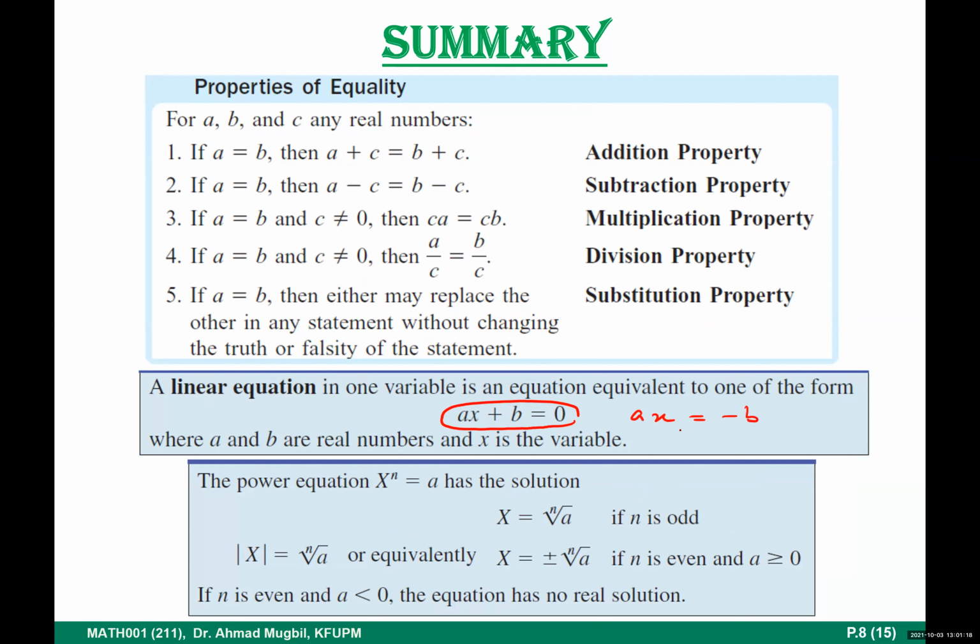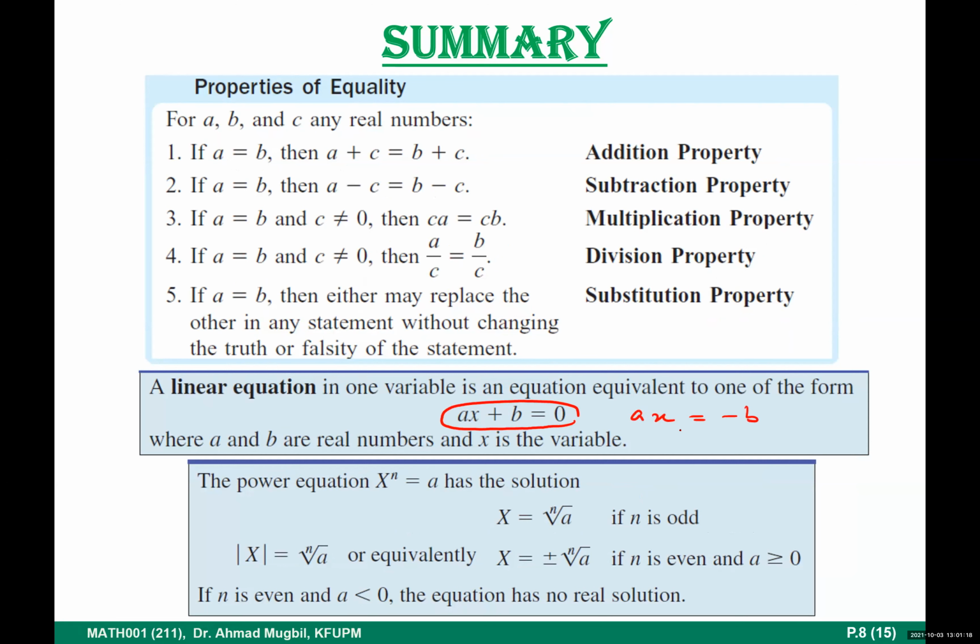If n is even and the radicand is non-negative, you have positive or negative the nth root of A. If the radicand, what is inside the radical, is negative, then there is no real solution. This is if n is even. And these are the properties of equality that we used. You can add, subtract, and multiply both sides by non-zero numbers.